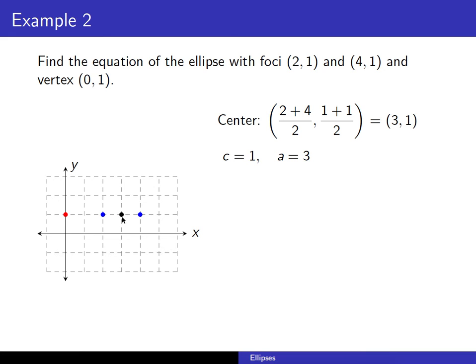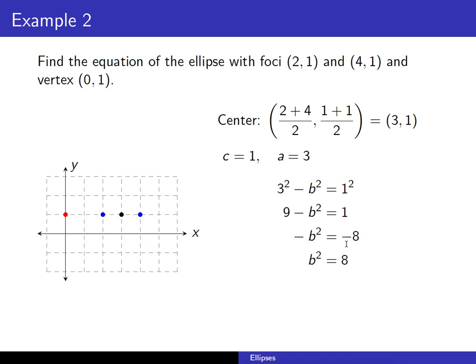So the value of c, which is the distance from the center to a focal point, is 1, and then the value of a is 3, going from the center to a vertex, which means we can find the value of b, or b squared in this case, by taking 3 squared minus b squared equals 1 squared. So when we simplify this, we get 9 minus b squared equals 1. Subtract 9 from both sides, we get negative b squared equals negative 8. And then divide both sides by negative 1, we get b squared equals 8.